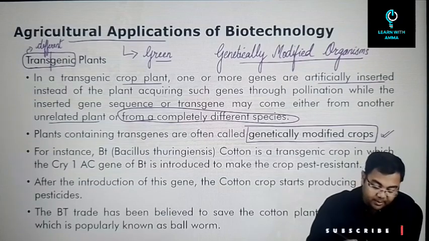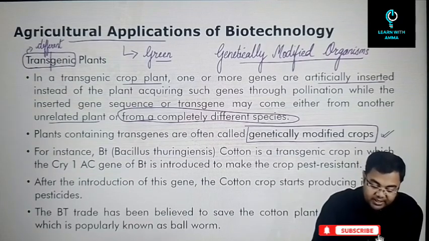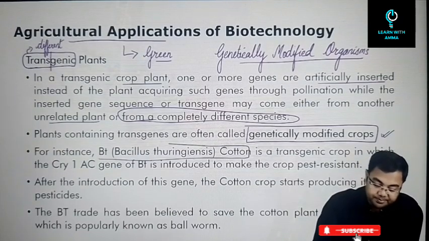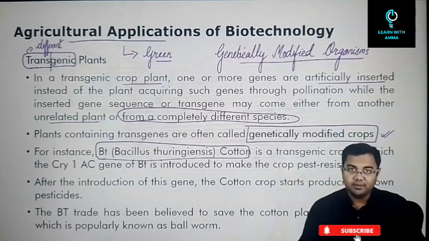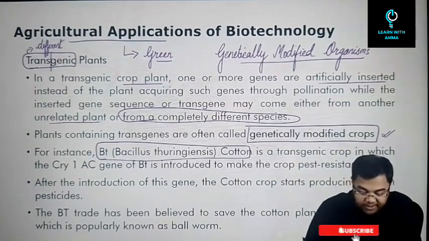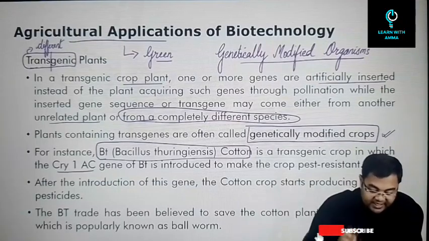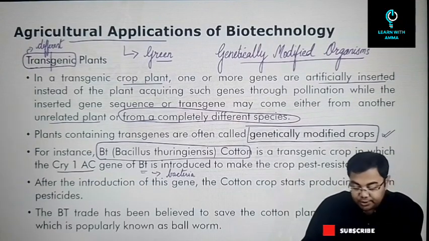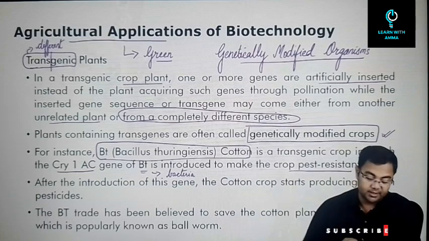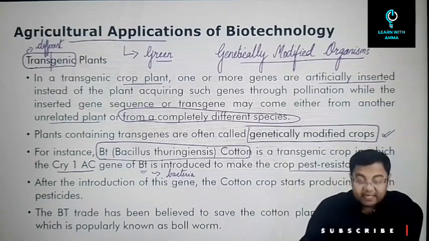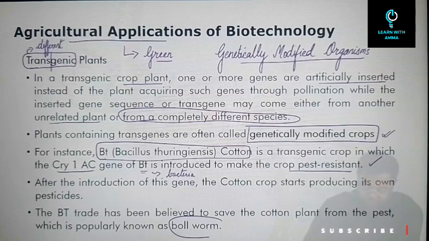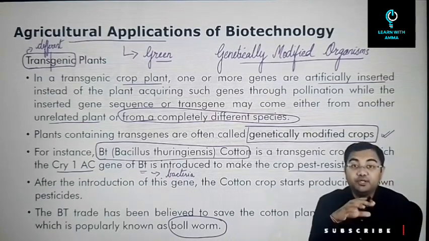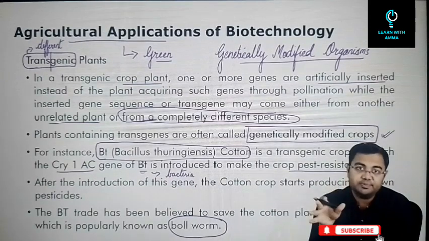Now there are certain examples. The most famous of the examples is BT cotton. BT cotton is a transgenic crop in which the CRY1AC gene of BT, which is a bacteria, is introduced to make the crop pest resistant. Now pest resistant against what? Against bollworm. This bollworm used to be a huge menace for the cotton crops.